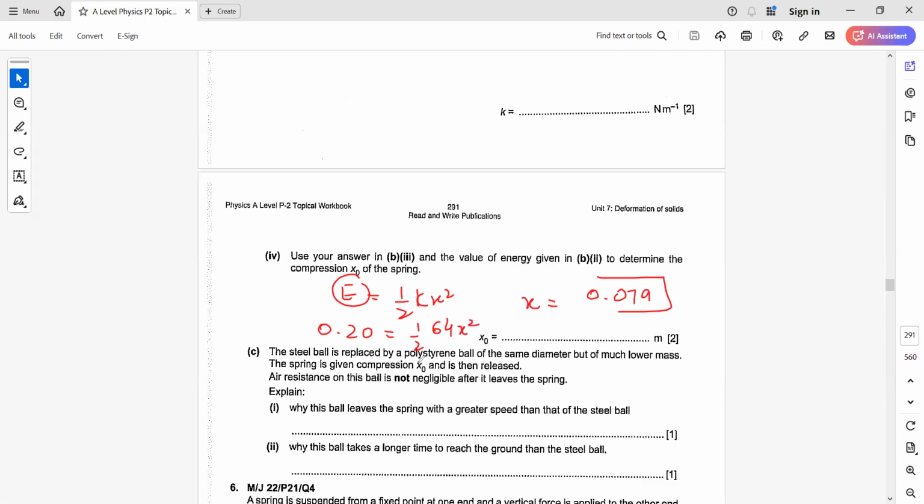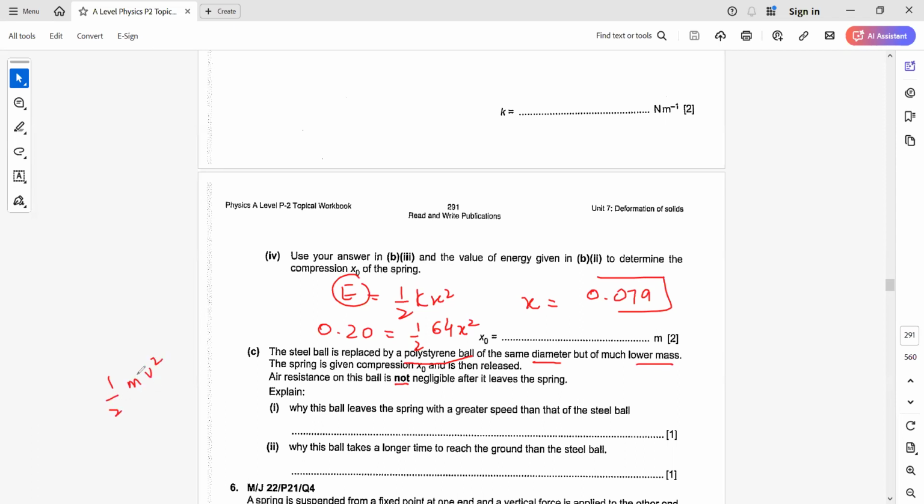Now the steel ball is replaced by a polystyrene ball of the same diameter. The spring is given the same compression and then released. Air resistance is not negligible. Why does this ball leave the spring with a greater speed than that of the steel ball? Okay, so the understanding is very simple. Since they do have the same spring, they do have the same energy.